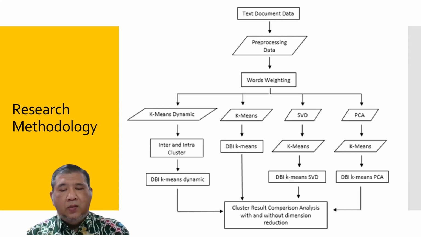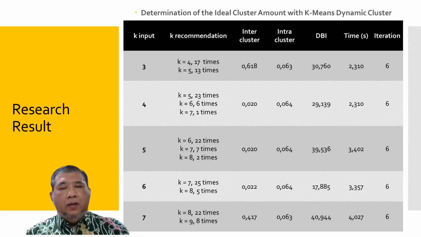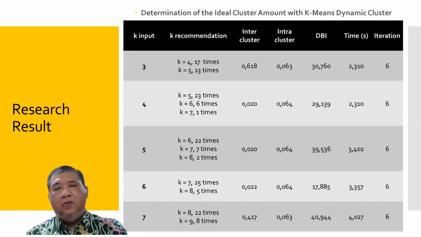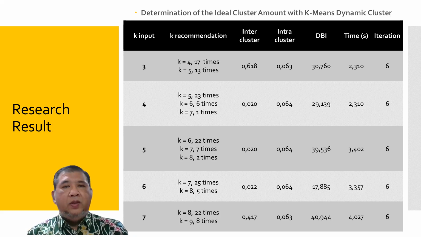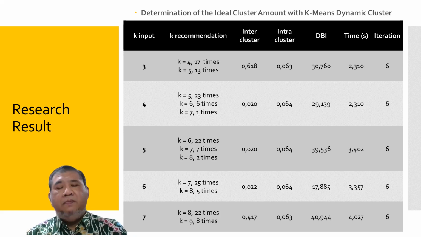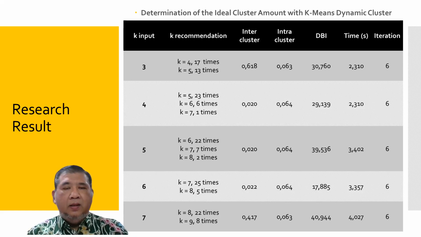And then the last one, we compare all of the results using statistical methods. Here is the result of the K-means dynamics when we try to find which K number is the best one. In our result, we get that K equal to 7 is the best one.